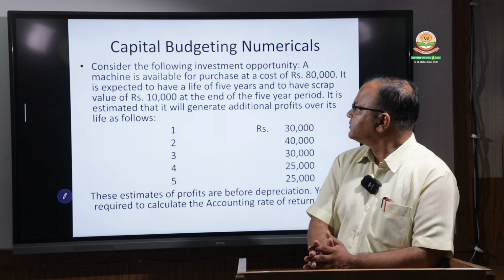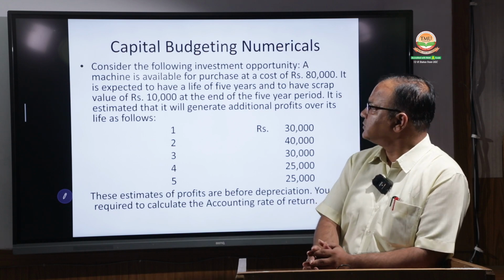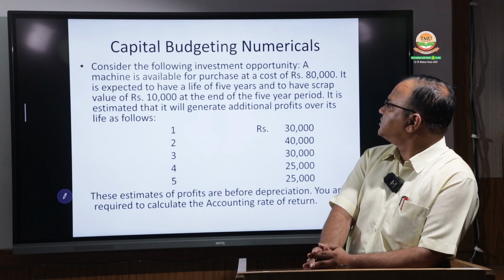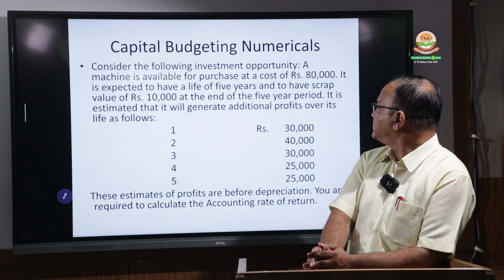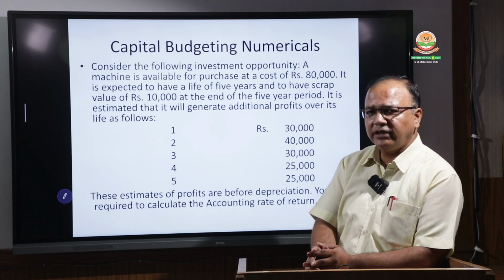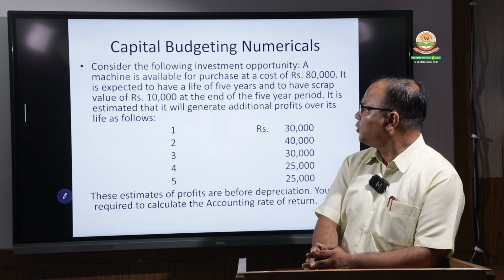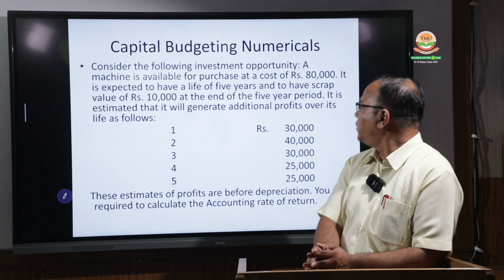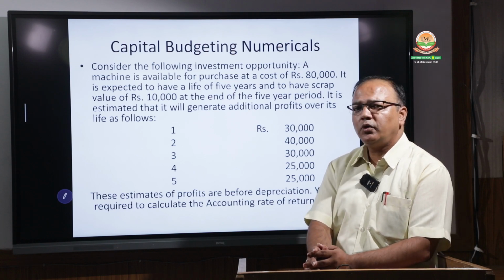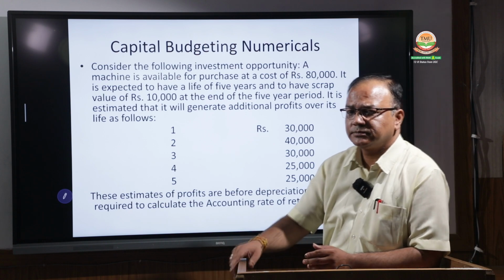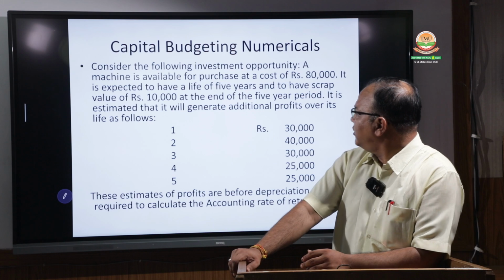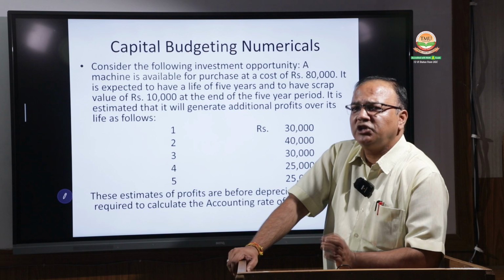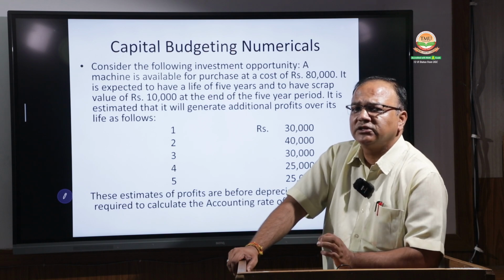This is a question on capital budgeting numericals. Consider the following investment opportunity. A machine is available for purchase at a cost of rupees 80,000. It is expected to have a life of 5 years and a scrap value of rupees 10,000 at the end of the 5 years. So simply, you have to purchase a machinery. The cost of machinery is 50,000 and the scrap value is rupees 10,000.